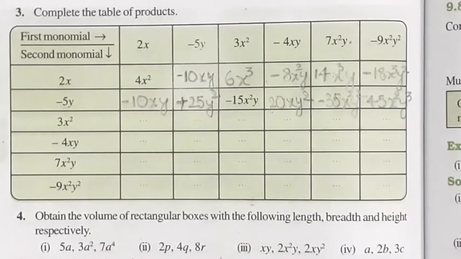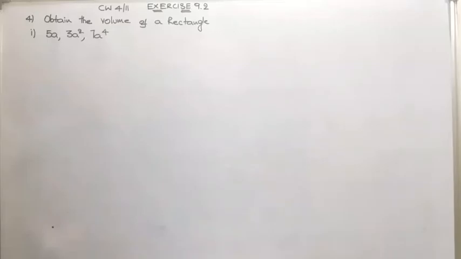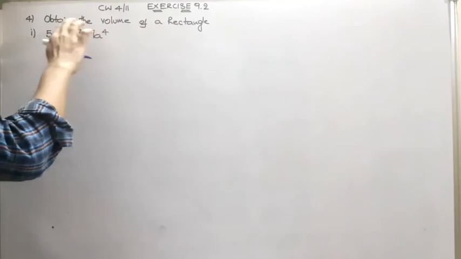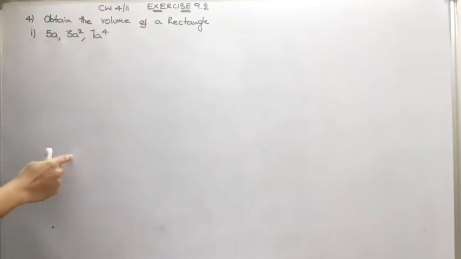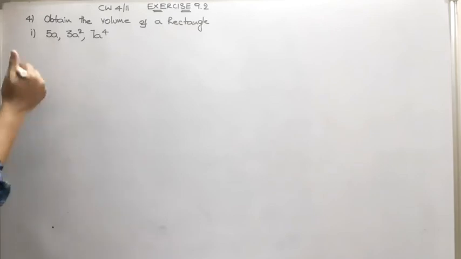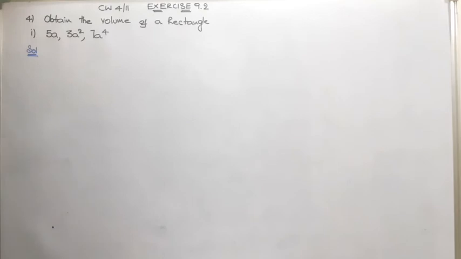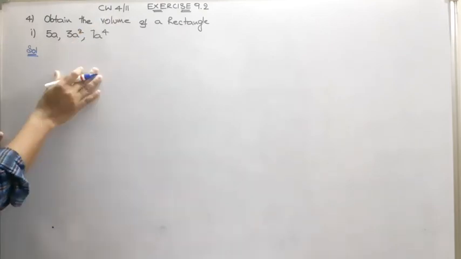Now, let us move to fourth Roman. Let us continue this fourth Roman in CW, children. The third Roman you will write in the textbook itself. Now, the fourth Roman, just to manage the space, I am not writing the complete question. You please copy it from the textbook. Obtain the volume of a rectangular box with the following length, breadth and height respectively. Just like the second Roman where we found area, here we have to find volume of a rectangular box.